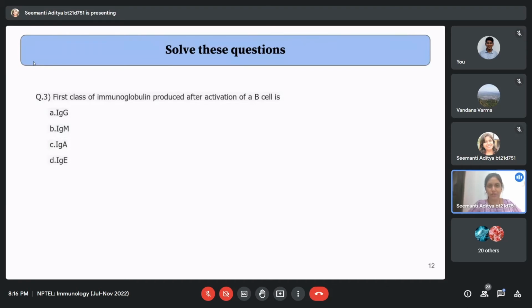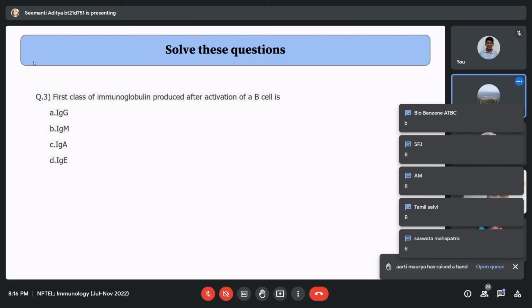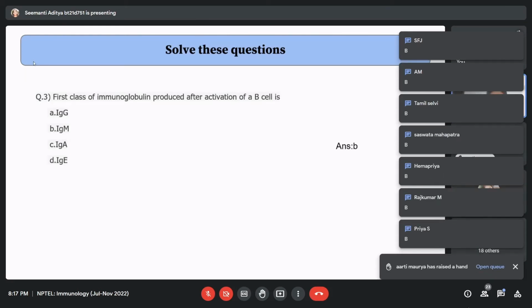First class of immunoglobulin molecule after activation of a B cell. Quickly, what is the answer? Just tell me, because I'm not able to see the chat box. IgM, yes, correct. So the answer is B, IgM.